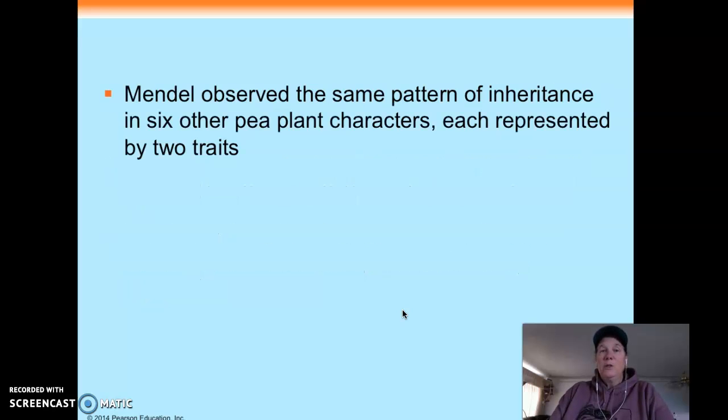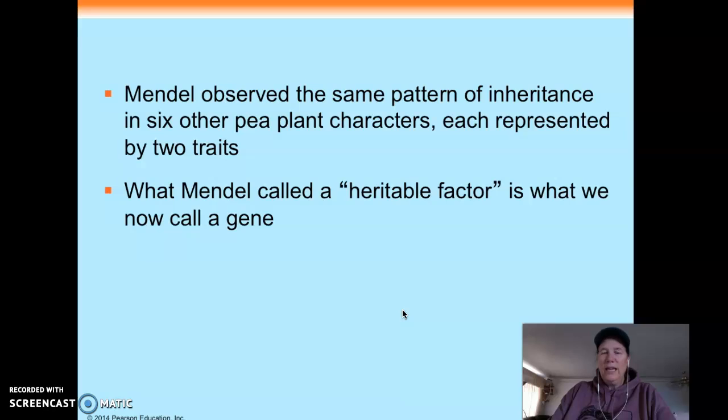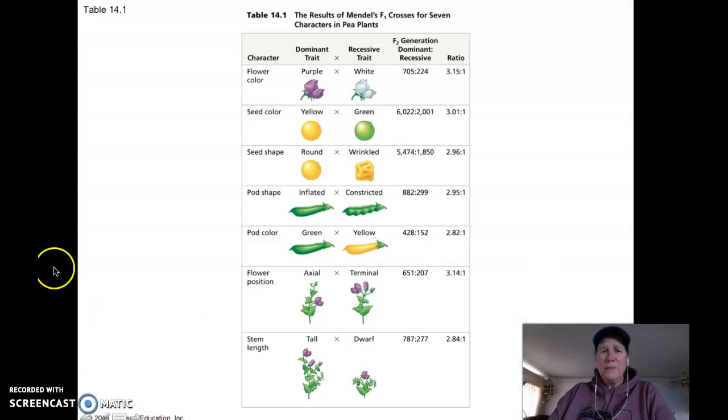Okay, so he observed the same pattern of inheritance. He did 6 other pea characteristics and he got this exact same result. So if they had 2 traits, again, he said there's this heritable factor. There's something, and now we call it a gene. He just called it a character, or something that you inherit, a heritable factor, but now we call them genes. Okay, here's some of the other ones he did.